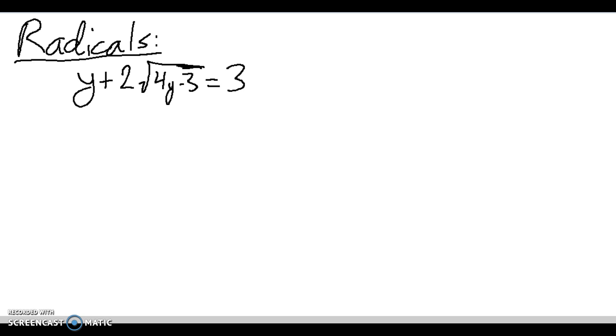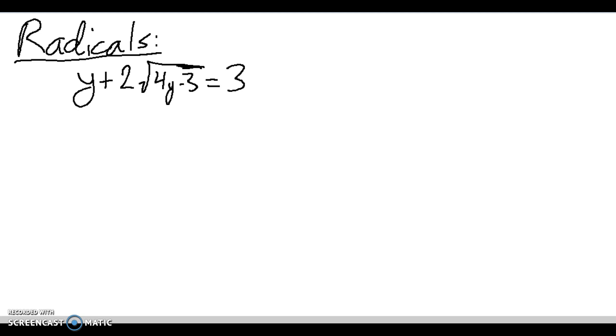So first we have the radical equation y plus 2 times the square root of 4y minus 3 is equal to 3. Now this looks a little ugly, yes. Solving radicals can be tricky, but solving linear or quadratic equations is fairly simple. It's something we're used to. So can we make this look linear or quadratic?